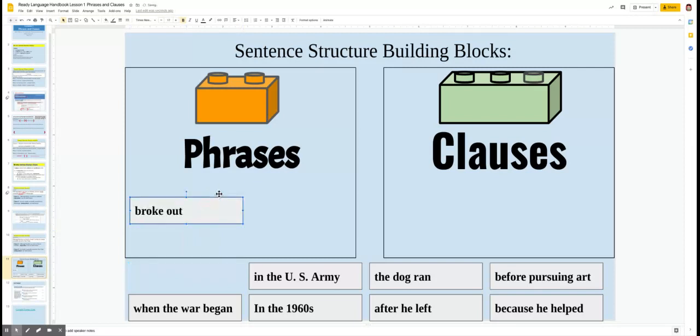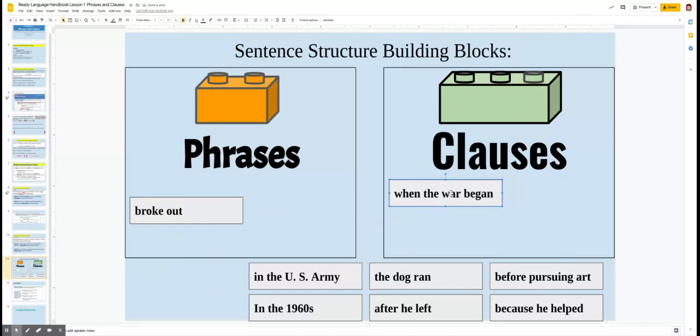You are right. It is a phrase. What about when the war began? Well, if you're not sure, you need to do what we talked about earlier and see if it has a subject and a verb. Well, your subject would be the war, and your verb would be began. And if it has a subject and a verb, that means it has to be a clause. That is right. Now, is this an independent or dependent clause? You are right. It is a dependent clause, because if I just read it, when the war began, it doesn't make any sense by itself. There's going to have to be something that's going to come later to help it out, right?